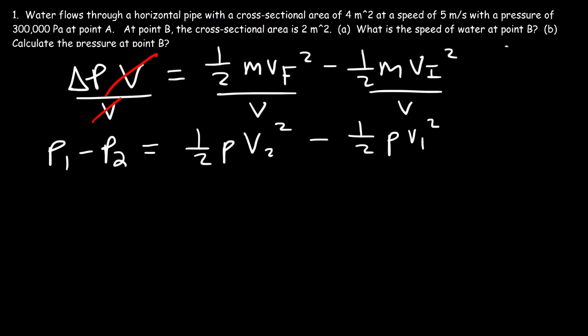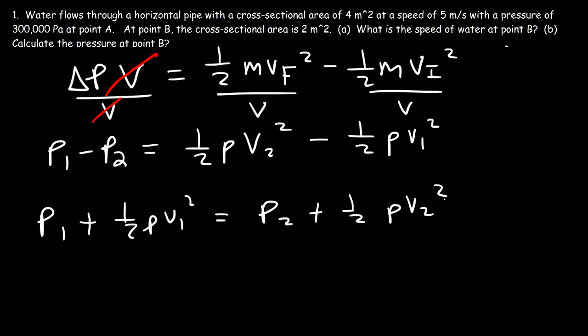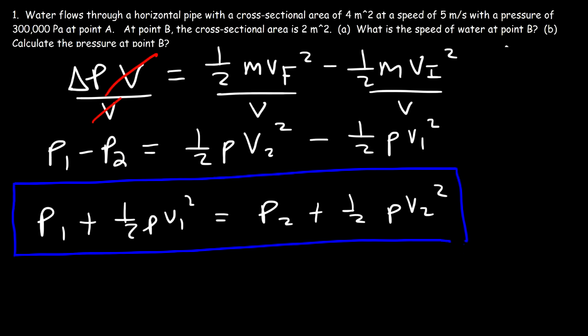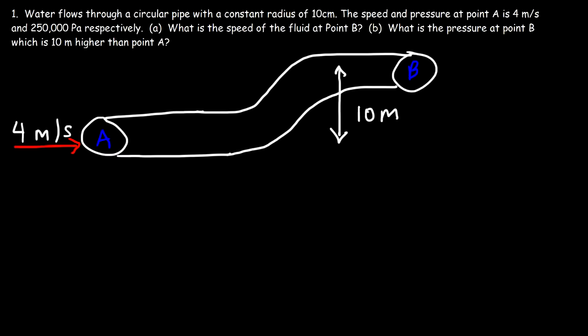So I'm going to take this pressure and move it to this side, so it's going to be positive, and take this value, move it to that side, so it's going to be positive as well. So this is going to be P1 plus 1/2 rho v1 squared equals P2 plus 1/2 rho v2 squared. So this is the portion of Bernoulli's equation that we use to calculate the new pressure at a different speed. So it comes from the work energy principle.